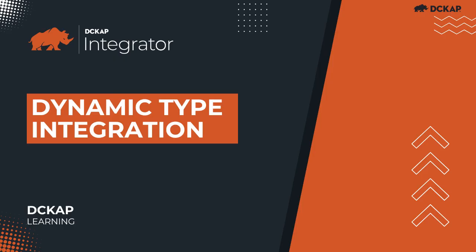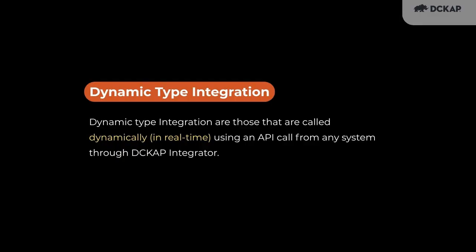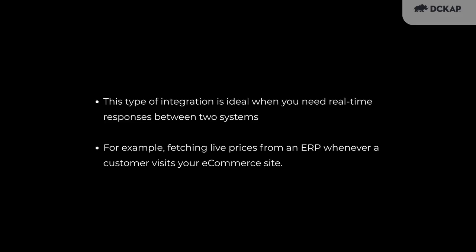Hello everyone. In this video, you will learn how to create a dynamic type integration in DCKAP Integrator. Dynamic type integrations are those that are called dynamically, in real time, using an API call from any system through DCKAP Integrator. This type of integration is ideal when you need real-time responses between two systems, like fetching live prices from an ERP whenever a customer visits your e-commerce site.